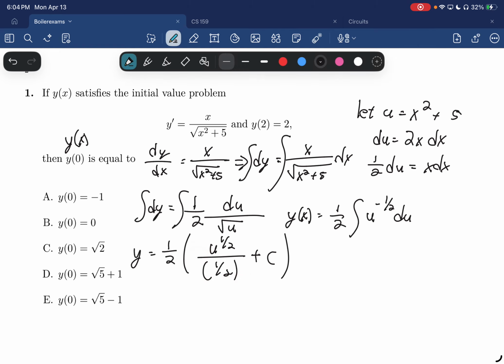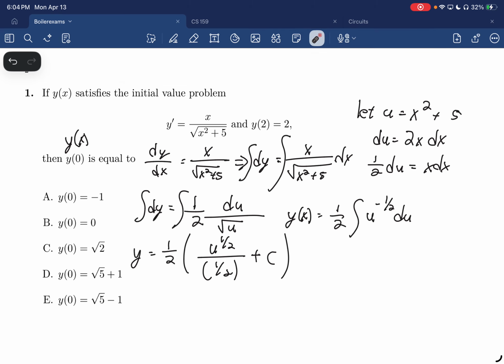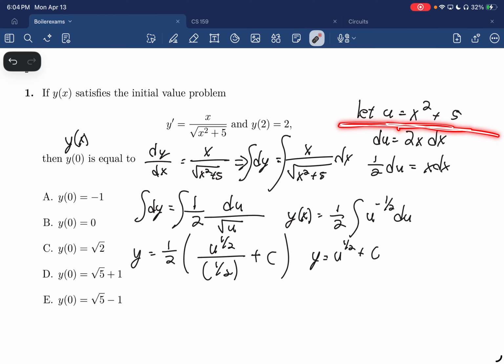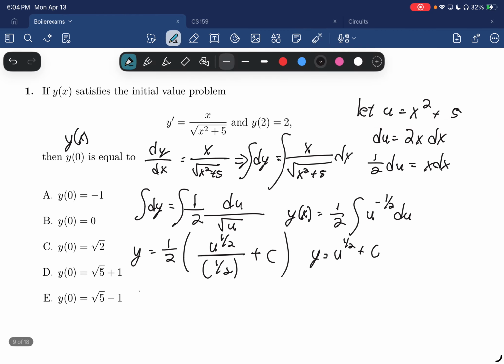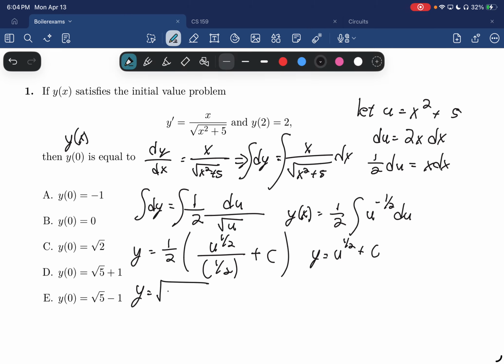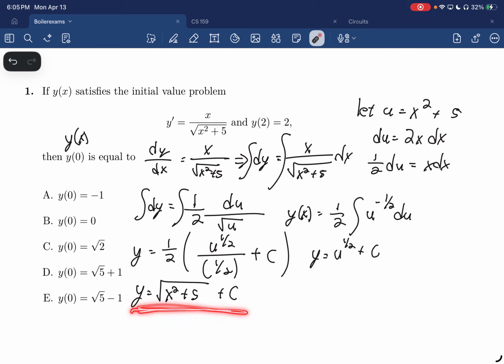Okay. Something we can do real quick. There's a 1/2 on the bottom here and a 1/2 here, so we can just cancel those out. And what we're left with is y is equal to u to the 1/2 plus c. Let's plug our initial u substitution back in, and we get that y is equal to the square root, remember, because raising something to the 1/2 is just taking the square root, of x squared plus 5 plus c. Okay, we're almost there. This is called the particular solution. But now let's look for the general solution.